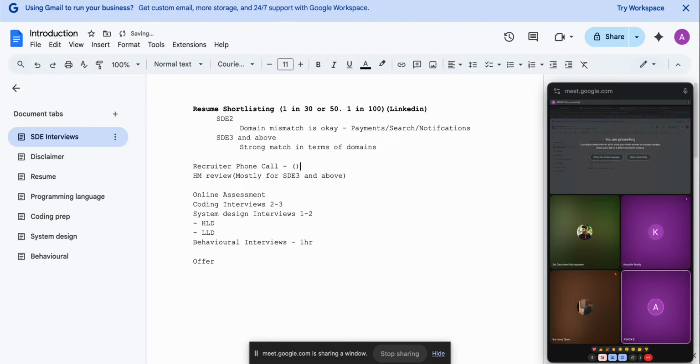Because this is going to be a short call, 15 minutes. If you blabber something, then the recruiter is going to lose confidence in you. They are going to switch to some other profile. So this is very crucial, because the recruiter opens the gate for you to the further rounds. So this 15 minute call is crucial.